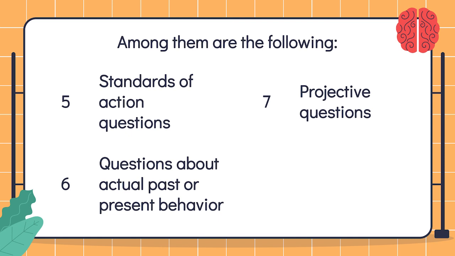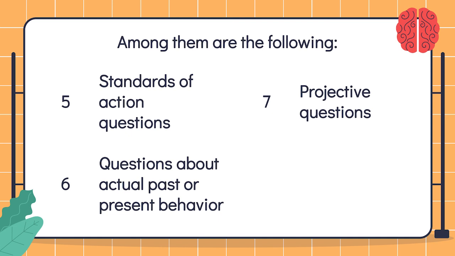5. Standards of action questions, questions used to determine how respondents would act in certain circumstances. For example, one may ask library patrons how they would react to a new library service or a change in hours. 6. Questions about actual past or present behavior, questions that potentially fall within some of the categories of questions already identified but tend to be narrower in that they focus on behavior.